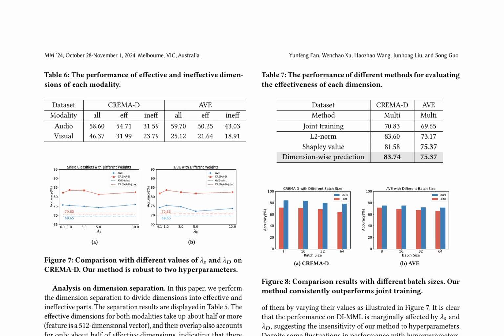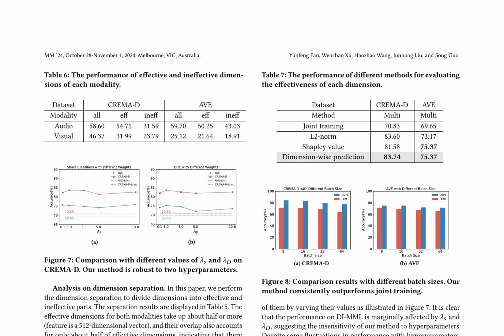The authors conduct an analysis of dimension separation, dividing dimensions into effective and ineffective parts. The results reveal that the effective dimensions for both modalities occupy approximately half or more of the total dimensions, with their overlap accounting for only about half of the effective dimensions. This suggests that there are sufficient dimensions to facilitate cross-modal knowledge transfer.